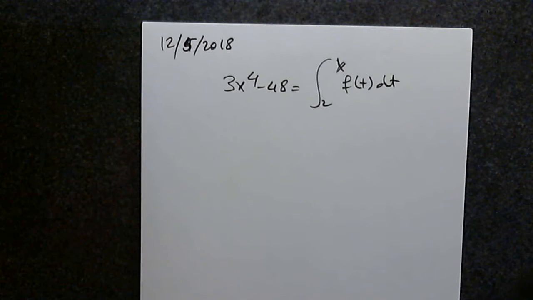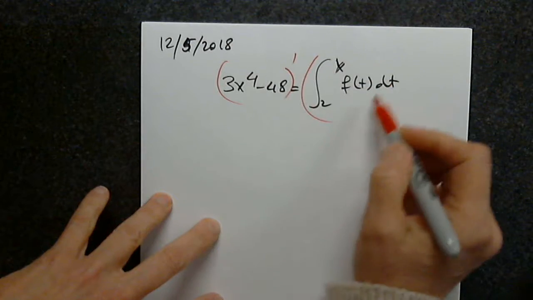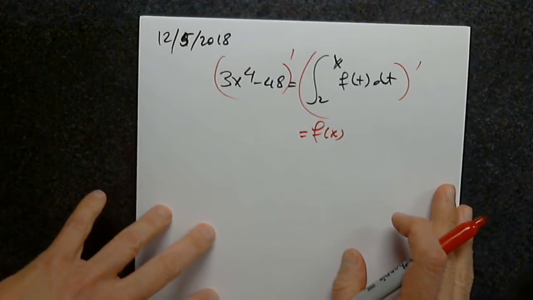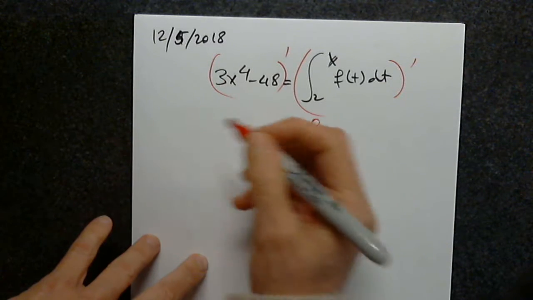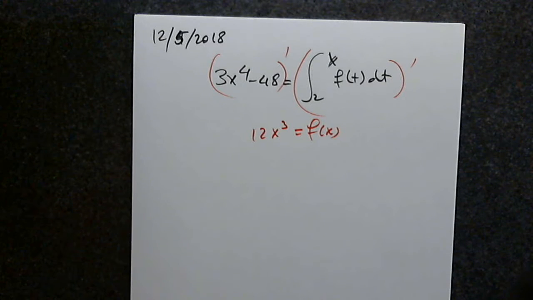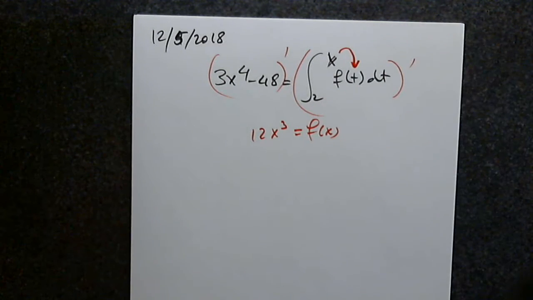There's nothing else. No one can ask you to do anything else here. So when we differentiate the left-hand side and differentiate the right-hand side, we know that the right-hand side is f of x, and the left-hand side is 12x cubed. Wouldn't the right-hand side be f of t? No, because we have to put x in here. It's a function of x. It's not a function of t. The integral is from 2 to x. So that's why the result is a function of x.